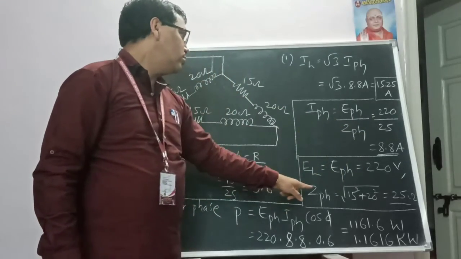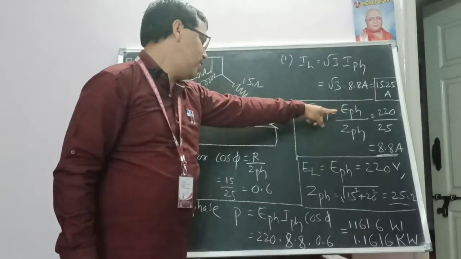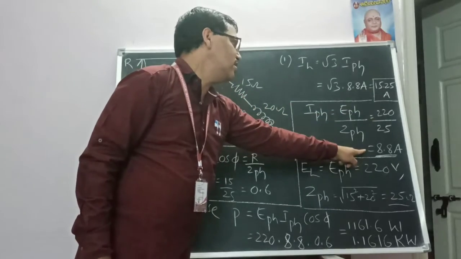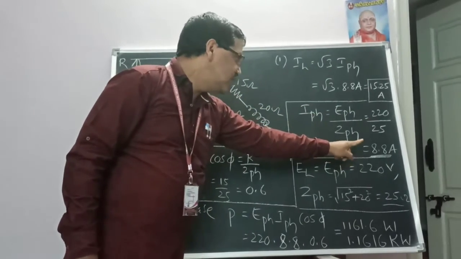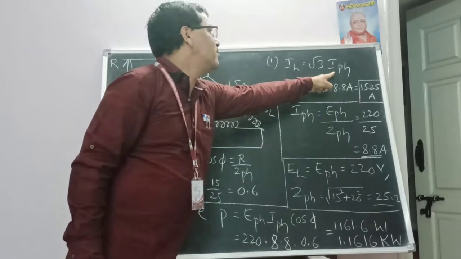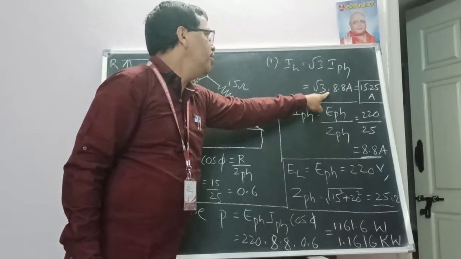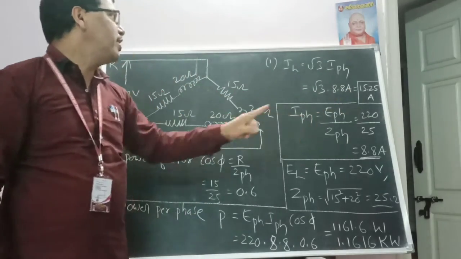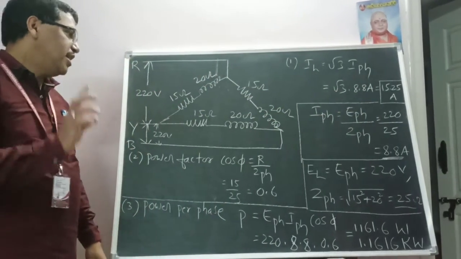This 25 ohms we will substitute here. The value of E phase is 220 divided by 25. Answer is 8.8 amps. This 8.8 amps is the I phase. This I phase we will substitute here: root 3 into 8.8 amps. Answer is 15.25 amps. That is called the line current.